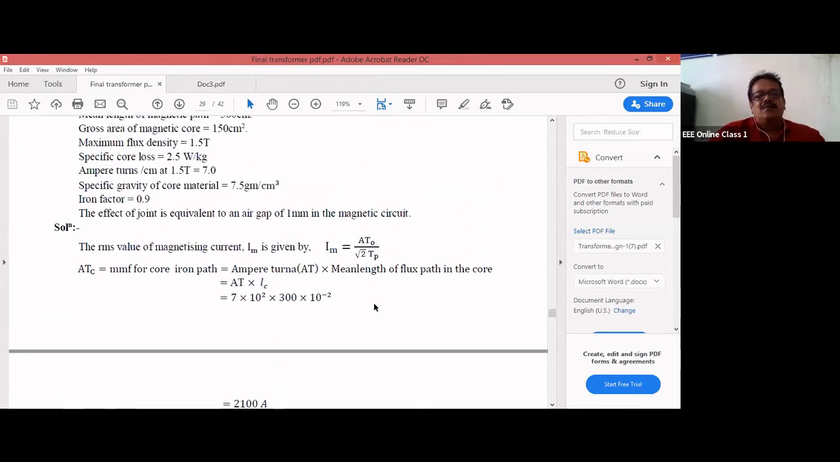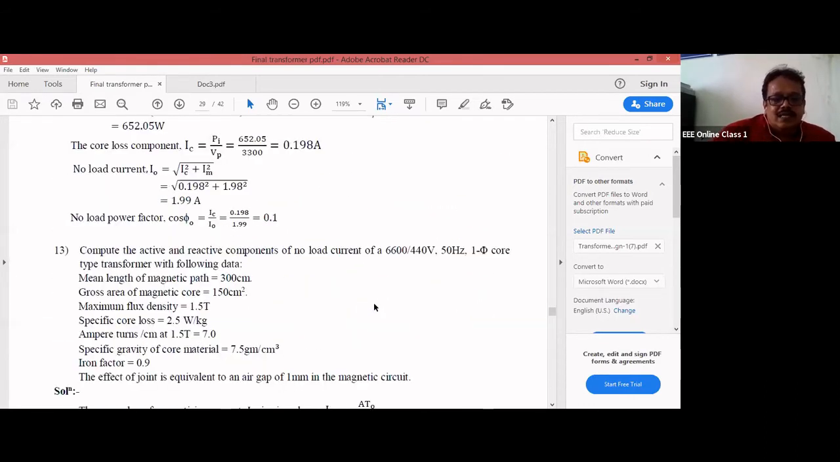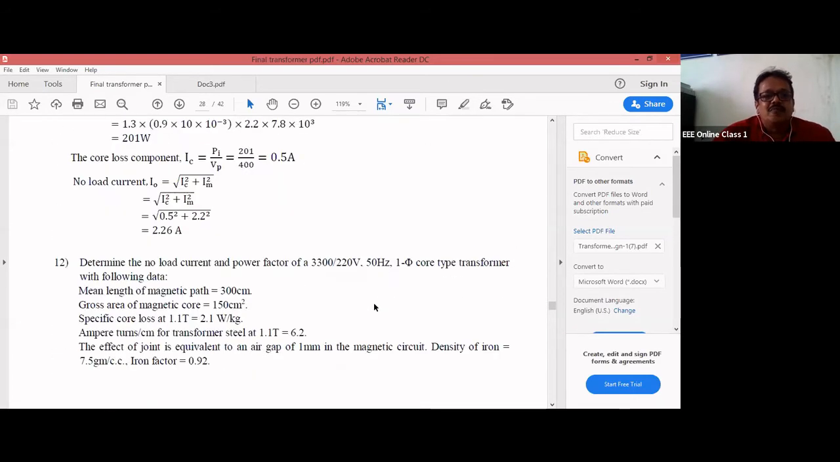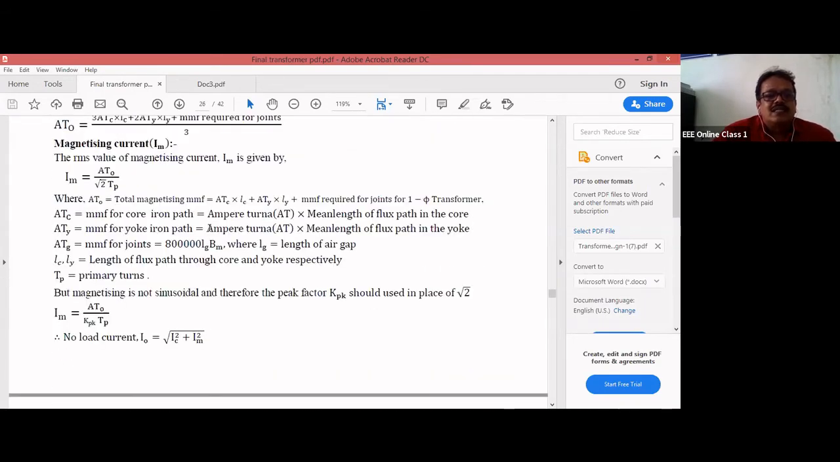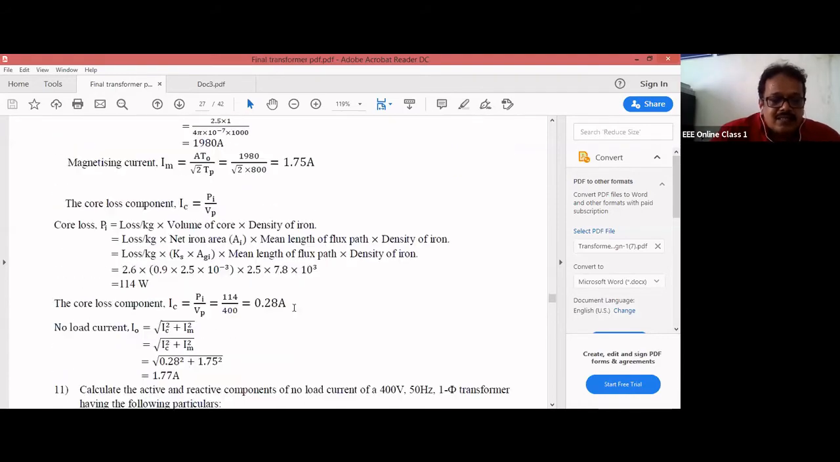And with respect to the yoke, they are not giving any details, so no need to calculate. If you remember the formula from the last class, what I told, you have 3 things: ATC, MMF of core iron path, and MMF for yoke iron path. So there is no data regarding the yoke, and no need to calculate it.